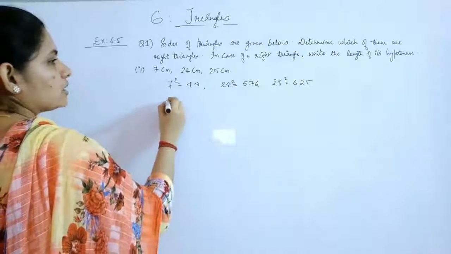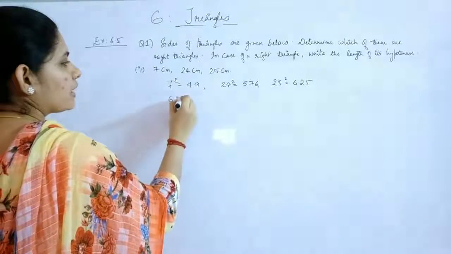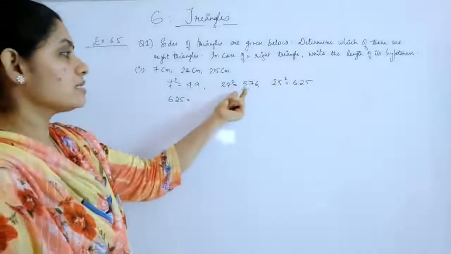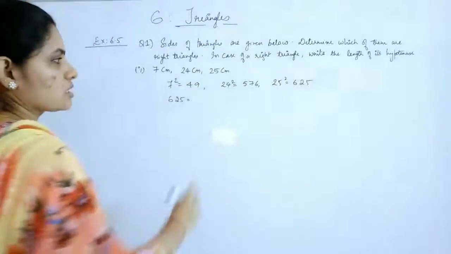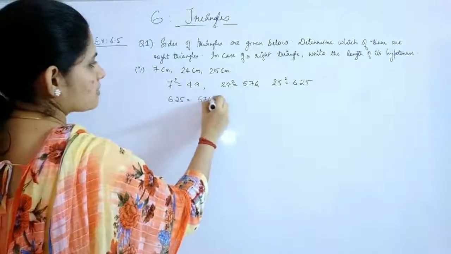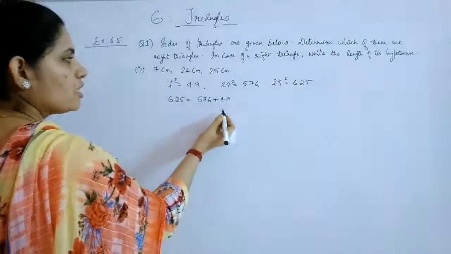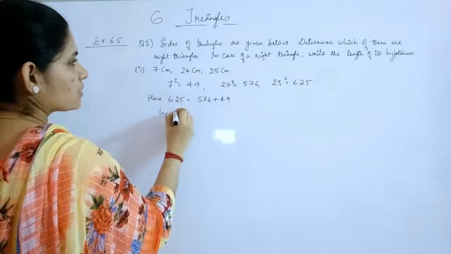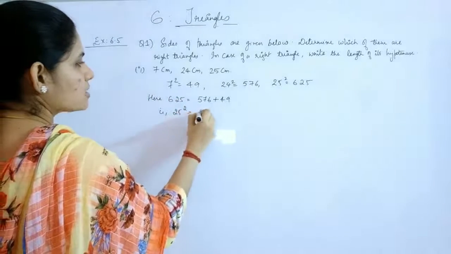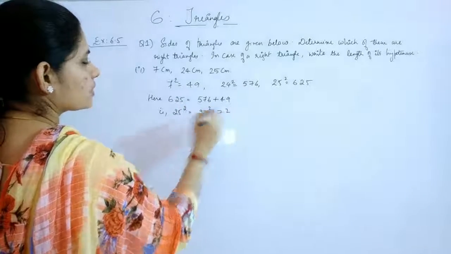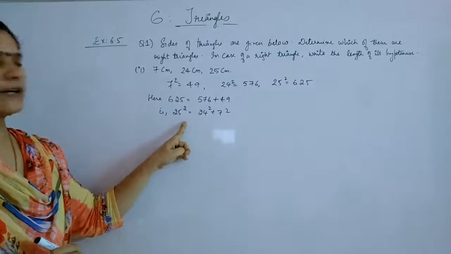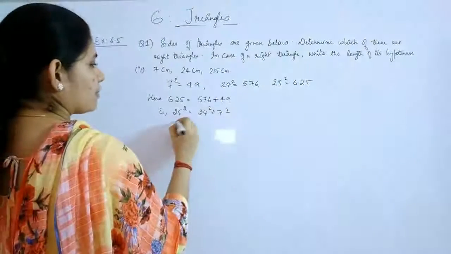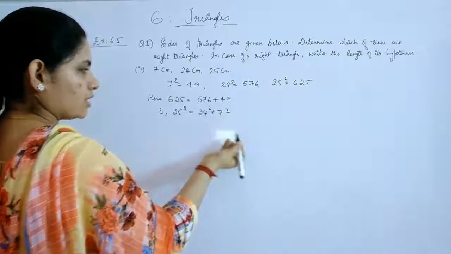Now what we are doing is, whether the 625, the bigger square, can be written as the sum of the squares of the smaller ones. That means 576 plus 49. Whether it is true? Yes, that is. Here you have this. That means you can say 25 square is written as 24 square plus 7 square. That means this is satisfying the Pythagoras theorem. Okay. So this will act as hypotenuse square is equal to base square plus altitude square.